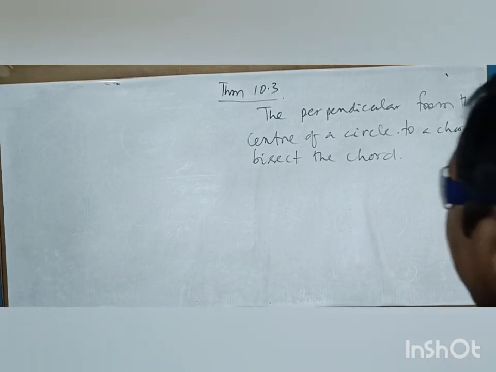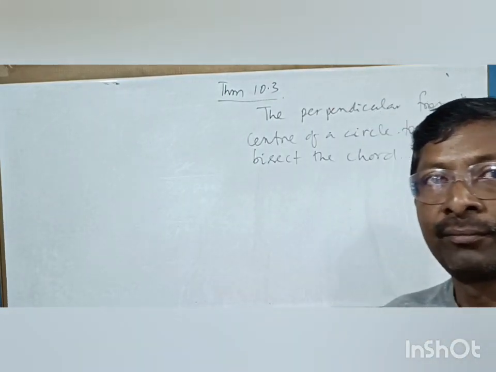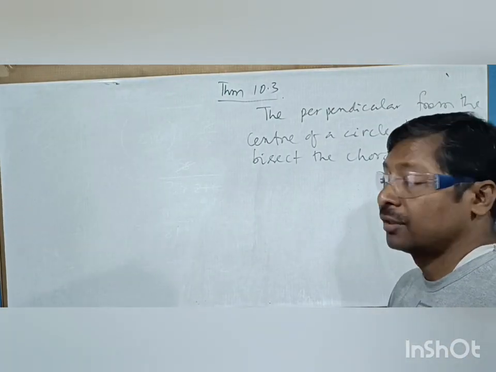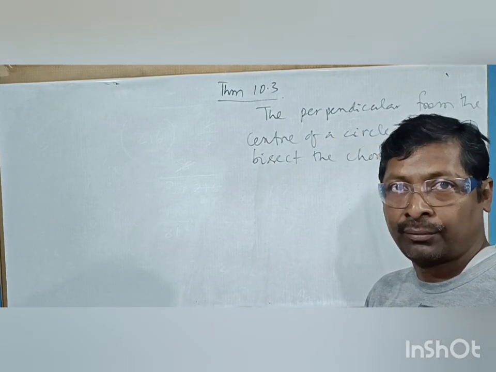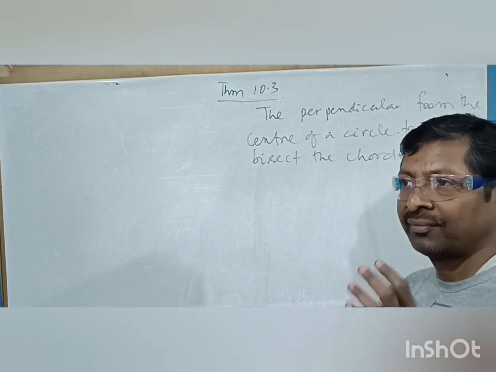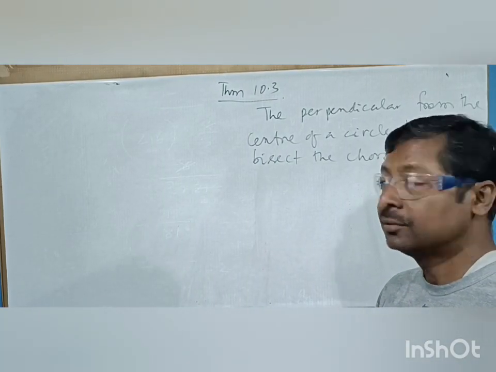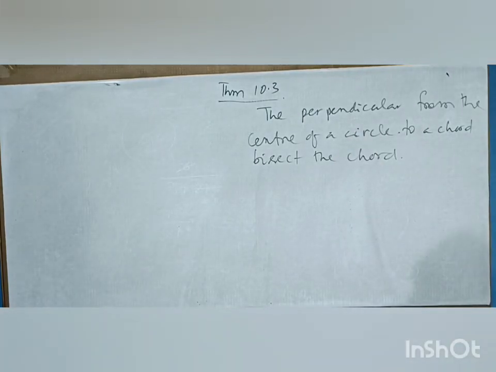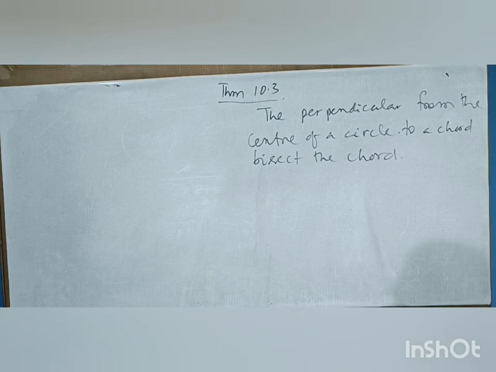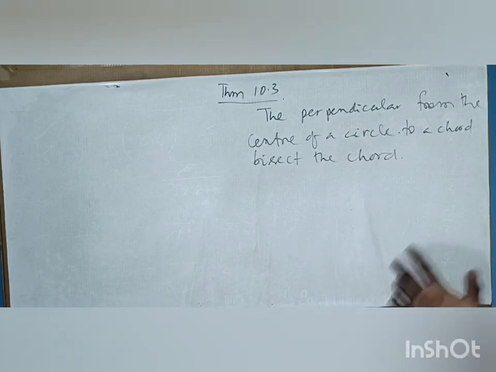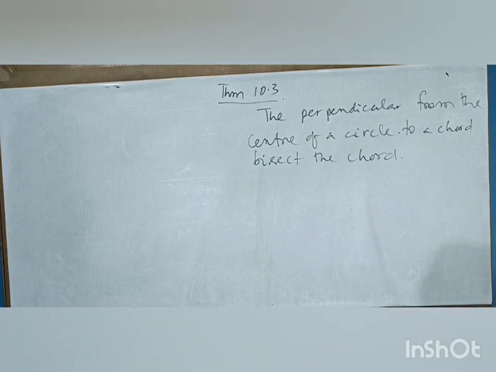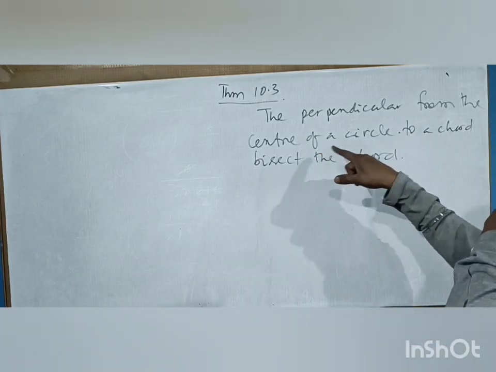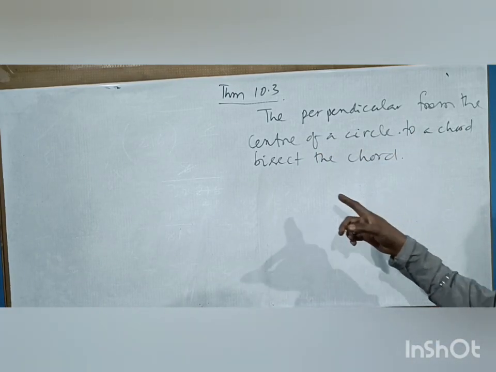Okay, students. So we have already finished the 10.1 and 10.2 theorems of your class 9 geometry portion. So we'll discuss 10.3 and 10.4 today and the problems related to it. First of all, see what the theorem says, what is the data given and what to prove. The perpendicular from the center of a circle to a chord bisects the chord.